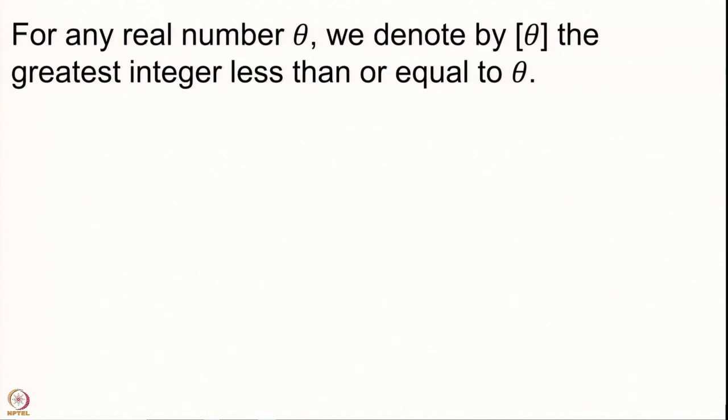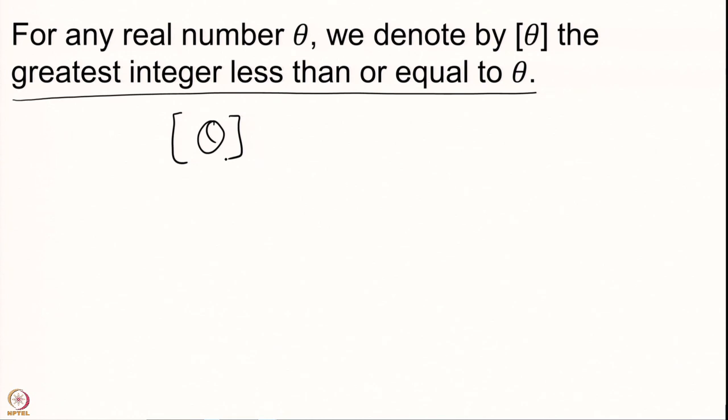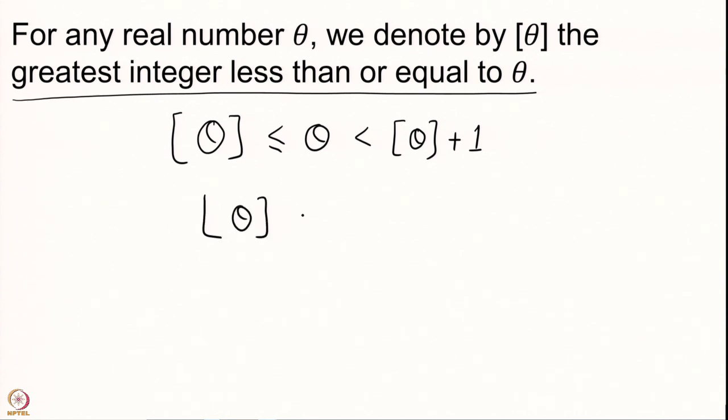We need some notations. So, for any real number theta, the square bracket theta is the greatest integer less than or equal to theta. So, what we have is that this greatest integer has the property that it is less than or equal to theta, and theta is strictly less than the greatest integer of theta plus 1. This is called the floor function. We also sometimes use this symbol to denote it.